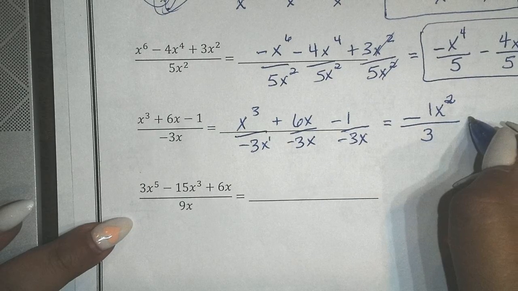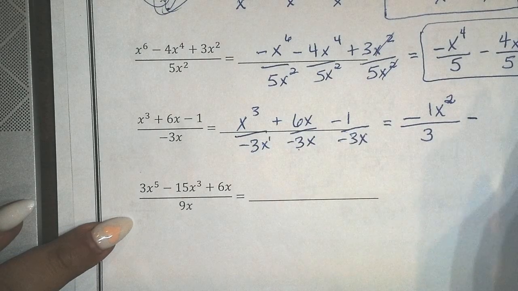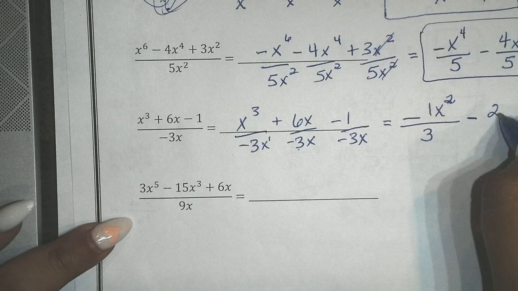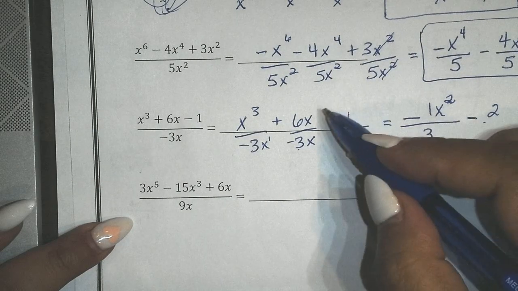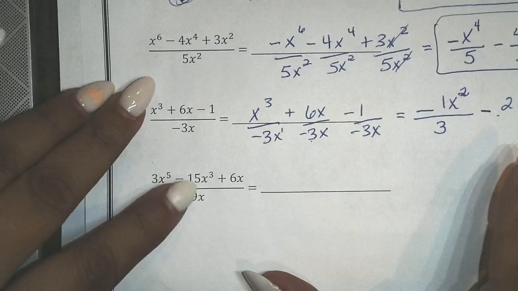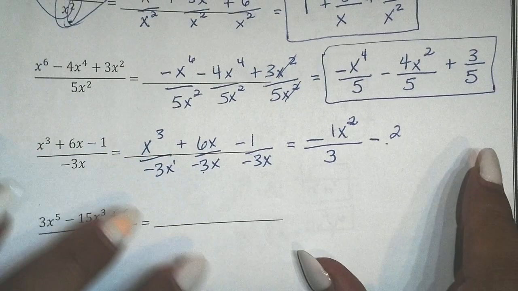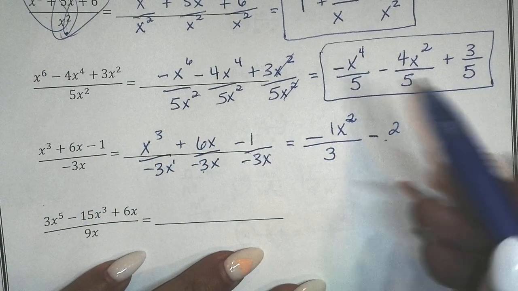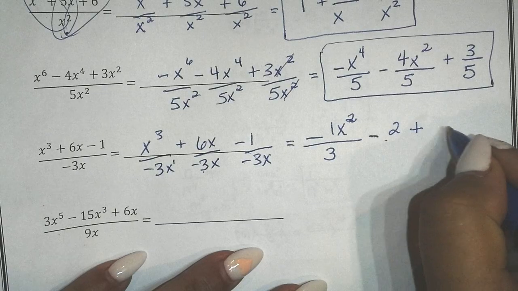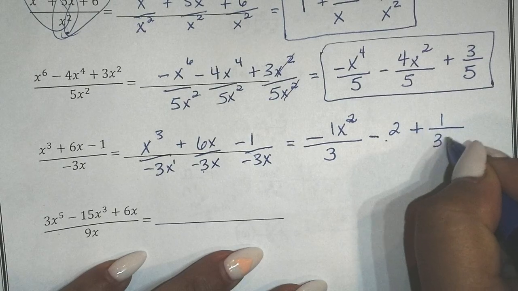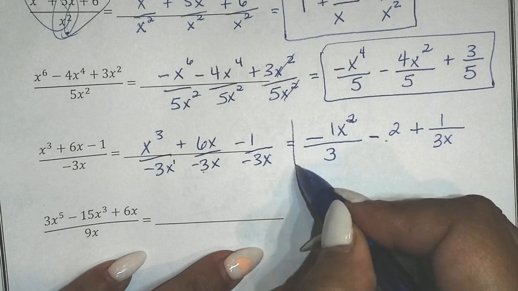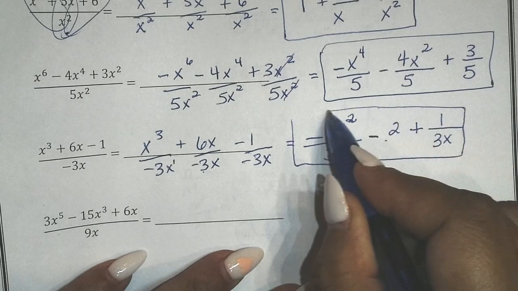Okay, now this right here is 6 divided by -3, which is a -2. And x divided by x is 1. And negative divided by negative is a positive 1/3x. And that is my answer.